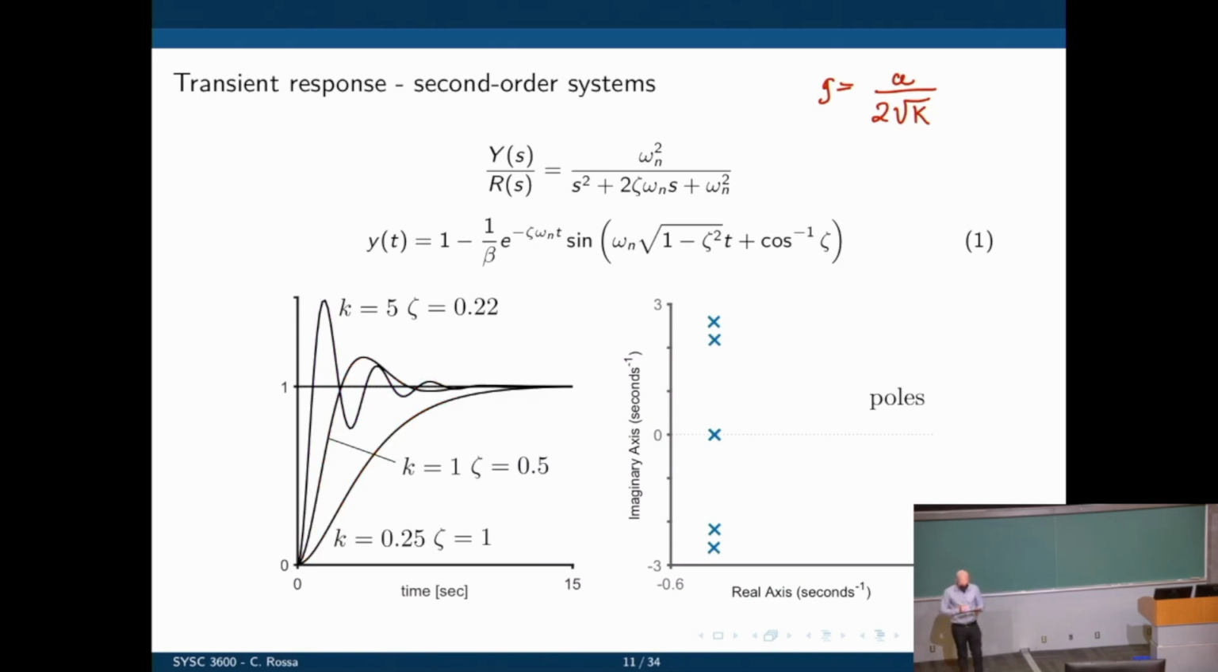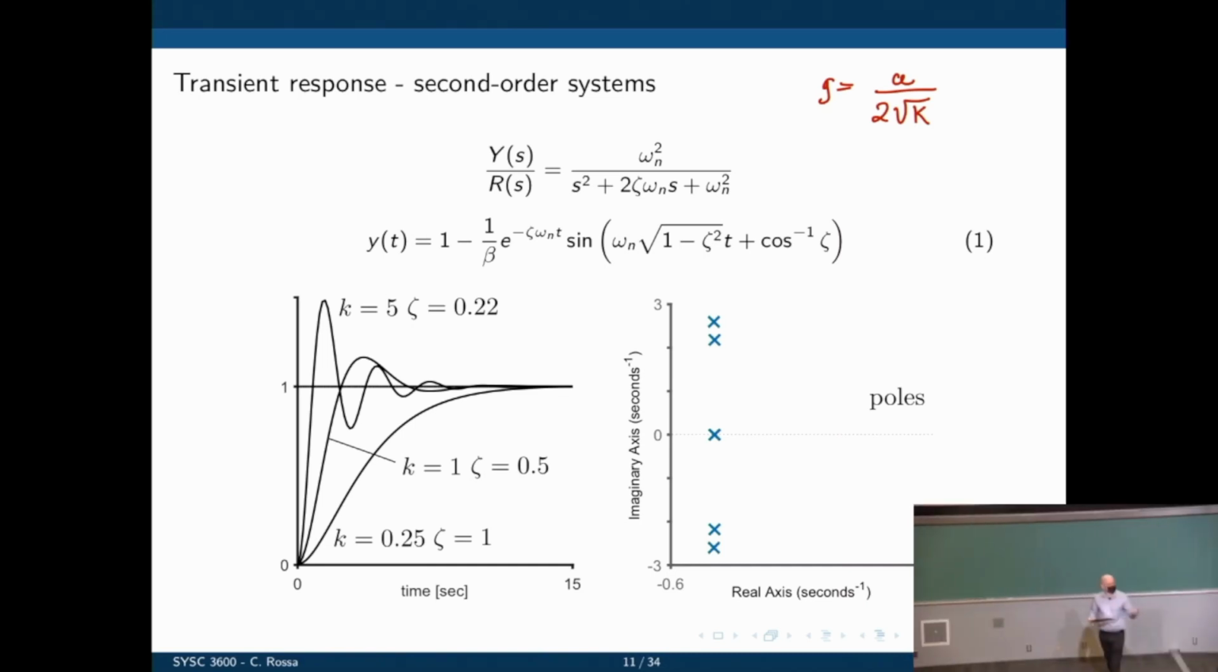And now we can completely change the behavior of the system. It was overdamped, now it's underdamped, and even when it's underdamped, we can see more and more oscillations by decreasing the value of k. And you see what is happening to the poles here. The pole for the overdamped system was here. Then we kept increasing k.